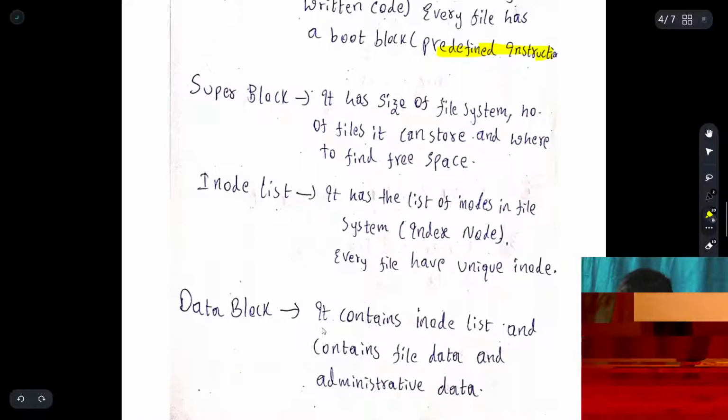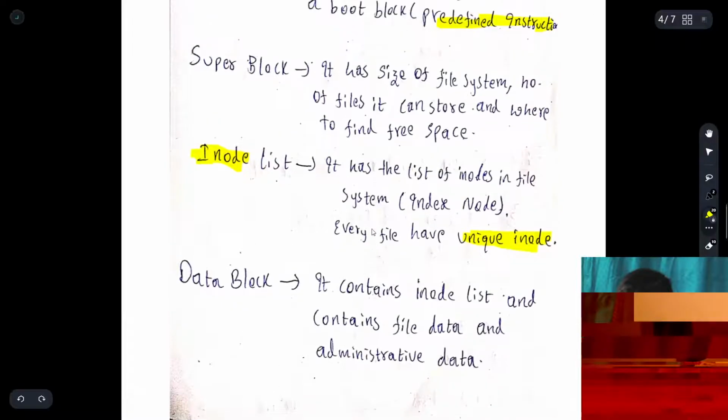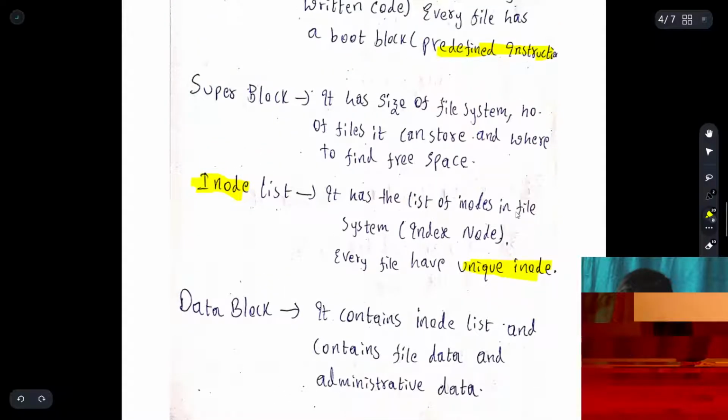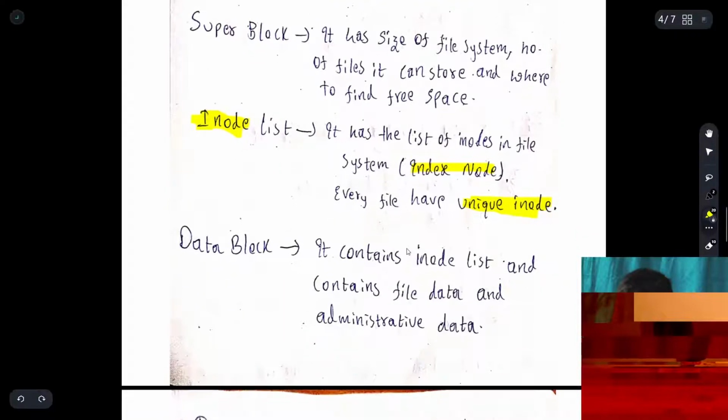Inode list is nothing but the index node. It will have some index nodes. Every file has a unique inode. We discussed this inode in the previous video, right? So inode is nothing but the unique identity for every file or every data structure, whatever it may be. A unique identity, a unique number. The inode list has a list of inodes in a file system. Index node, every file has a unique inode.